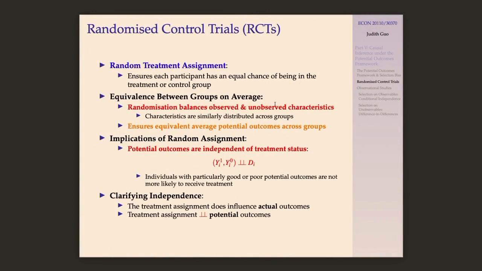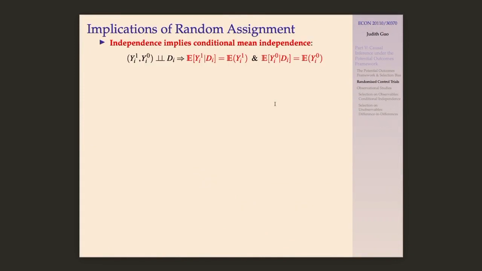And one thing you have to keep in mind is that the treatment assignment does influence the actual outcome. The treatment assignment is related to the actual outcome, but the independence is between the assignment and the potential outcomes. Okay? So this is the randomization.